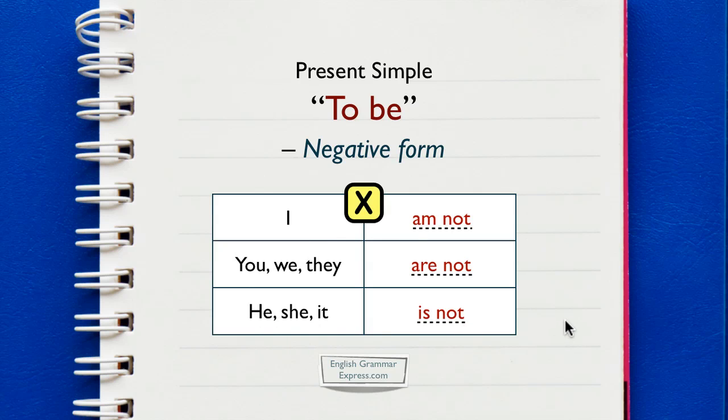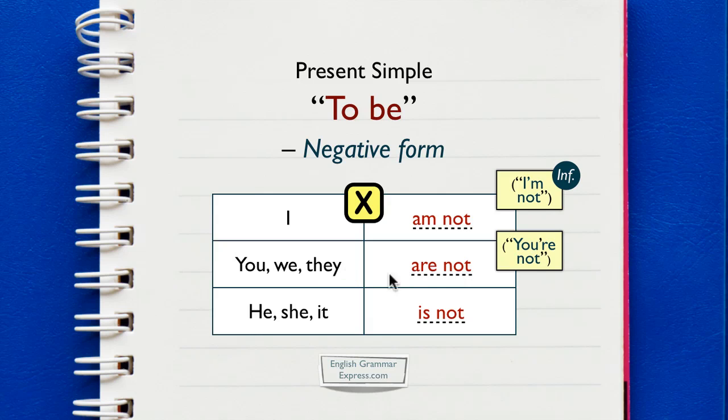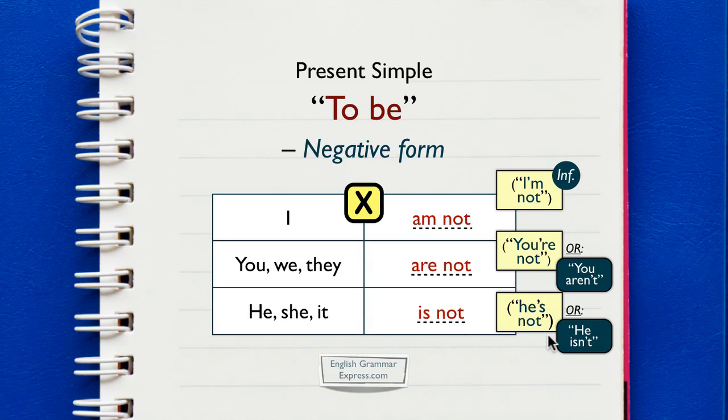Turning again to the informal, here we would say I'm not. Here we would say you're not, or we're not, or they're not. We could also say you aren't, or we aren't, or they aren't. And finally, he's not, or she's not, or it's not. And again, we could also say he isn't, or she isn't, or it isn't.